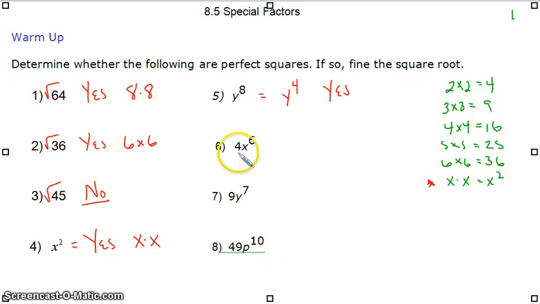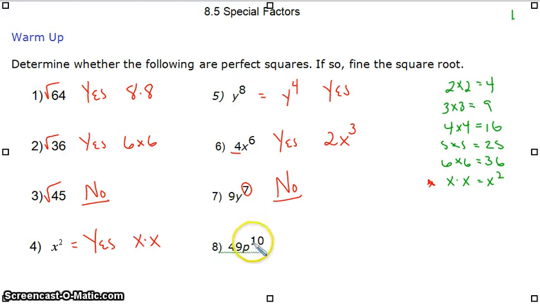Now look at here. Is this a perfect square, the 4? Yes. Is this an even exponent? Yes. So again, the square root of 4 is 2, and I'm going to get x to the 3rd because we're taking half of it. What about number 7? No, because it has an odd exponent, correct. So this is not a perfect square. It needs to have an even exponent.